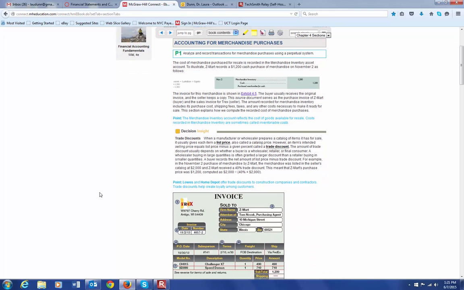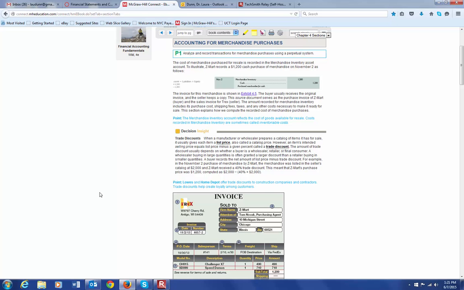Now, often in this type of business, there are discounts that you can get if you pay for the merchandise that you're purchasing within a certain period of time. And the discounts are based on the terms that you are given by the person that you're buying the merchandise from.